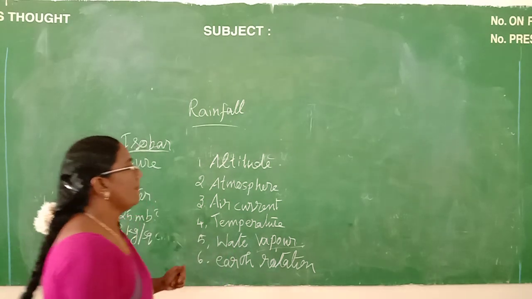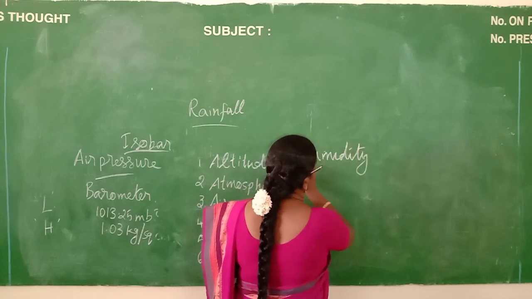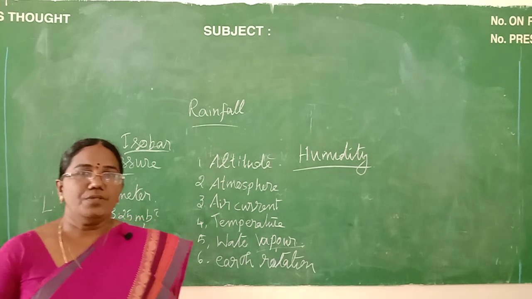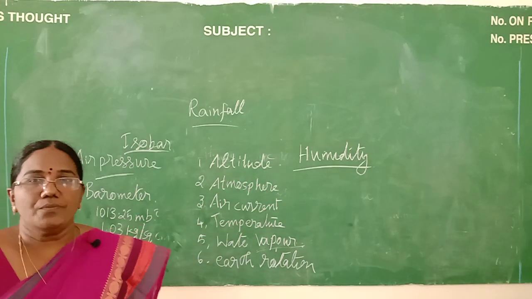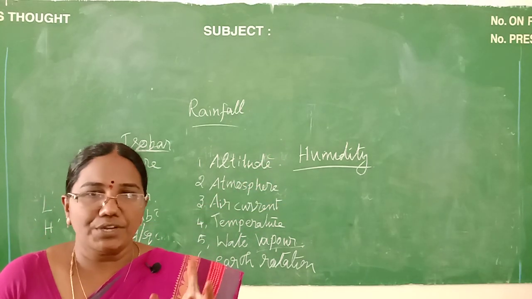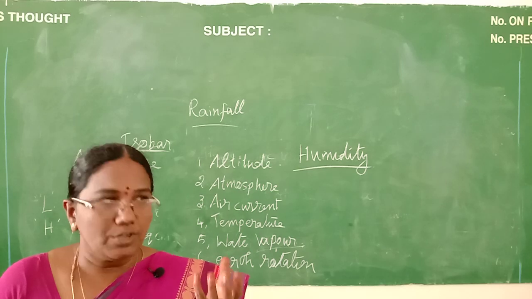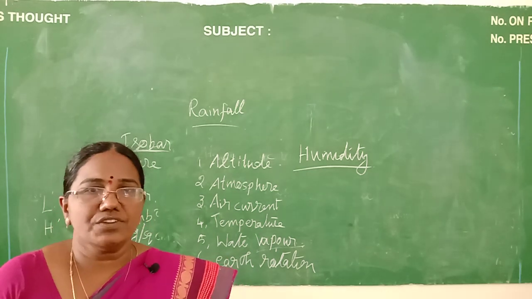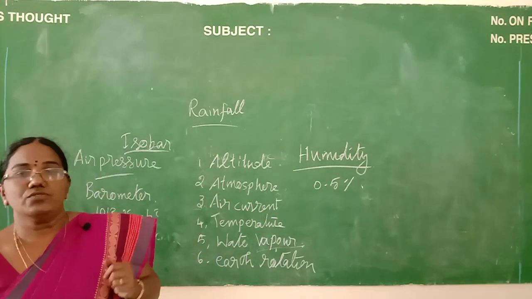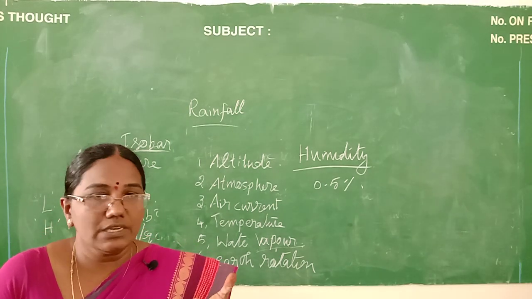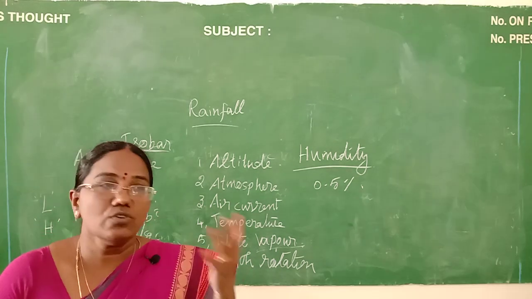Next is humidity. What is humidity? The amount of water vapor present in the air is called humidity. Humidity refers to the degree of water vapor present in the atmosphere in gaseous form at a particular place or particular time. Humidity differs from one place to another, and the equatorial regions and the polar regions also differ in humidity.